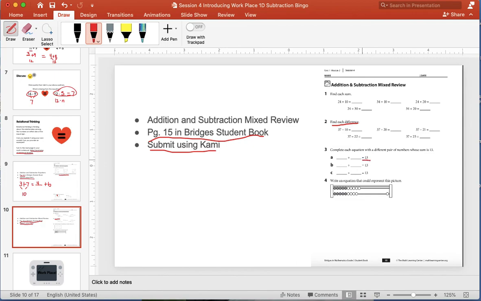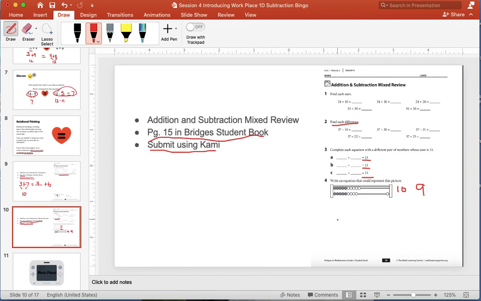So you're finding different ways to equal 13. Different ways to make 13. And then number 4, you are going to write an equation that could represent this picture. On the top, it looks like I have all 10 beads on top. And on the bottom, I have 1 over here, so that means I have 9 over here. So you're going to make an equation from that picture.